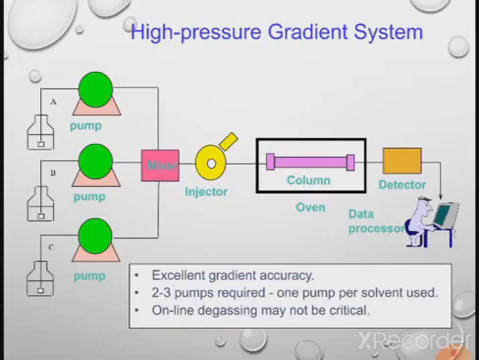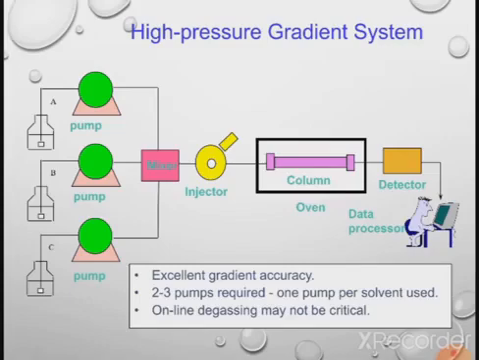Why? We are using more than one reservoir and more than one pump. So a mixture, two or three pumps is required, one pump per solvent is used, and online degassing may not be critical. Here the pump gives a high pressure output, and this high pressure output is introduced into the mixer by a special valve, and the special combination is prepared.